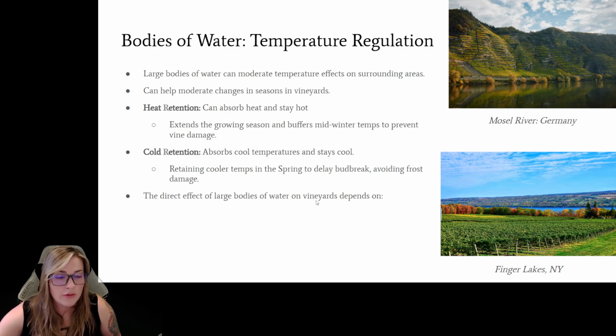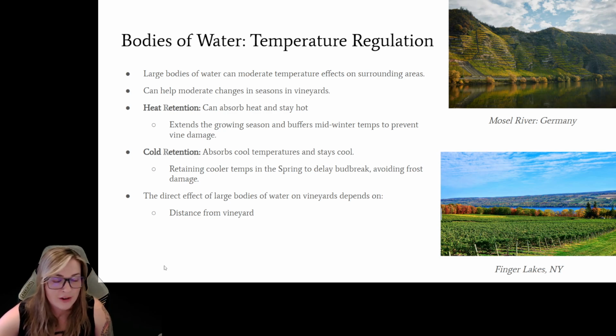Okay, so the direct effect of the large body of water on vineyards depends on the distance from the vineyard, right? So even though we live in Pollock Pines, for example, Lake Tahoe is not regulating our climate for us, right? If we were going to plant grapevines in Pollock Pines, Lake Tahoe is too far away, right?